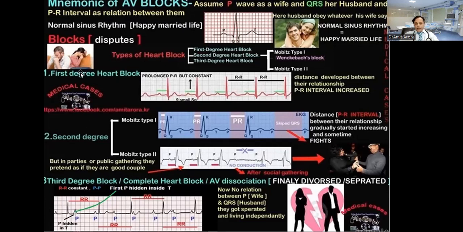So the second thing is second degree heart block. Here disputes start happening, it will lead to fighting. Now you can see this PR interval. Look here, this is gradually prolonging, Mobitz type 1. This distance gradually prolongs, and some quarrel happens between wife and husband. And one day there is a quarrel, a fight happens. So there is a missed beat. You can remember this. But still the marriage will continue.